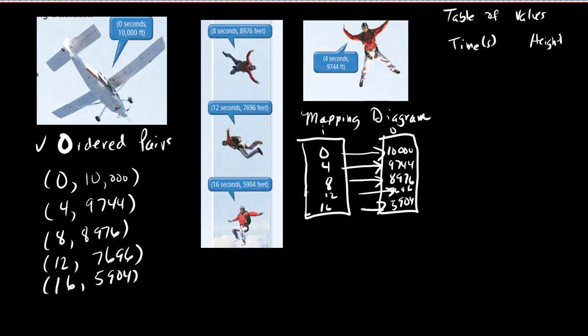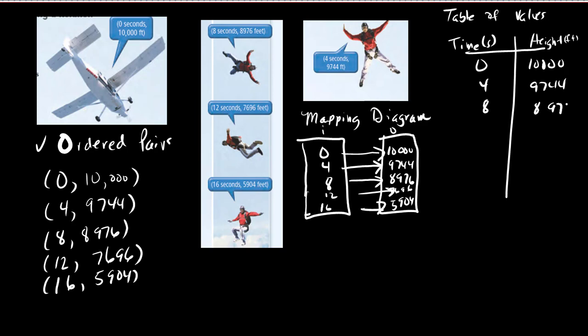Okay, and we're going to say that height is in feet because that's what it tells us. So in 0 seconds, we're at 10,000 feet, right? In 4 seconds, we're at 9,744 feet. In 8 seconds, we're at 8,976 feet. At 12 seconds, we're at 7,696 feet. And at 16 seconds, we're at 5,904 feet. Okay, so we've represented them in the 3 different ways.